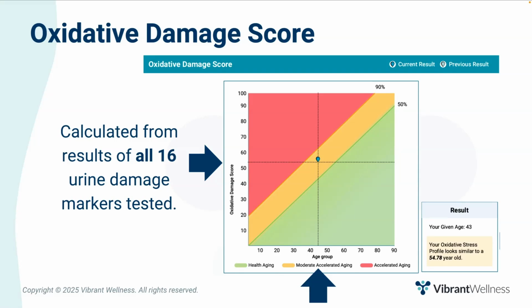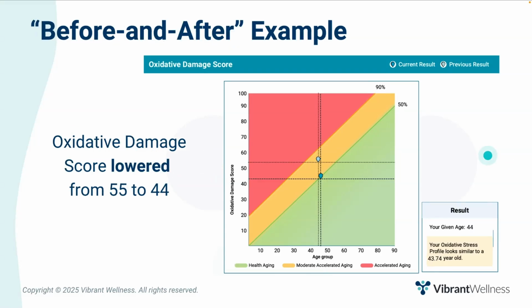In this example, the patient is currently 43 years old but has an oxidative damage score of someone who is nearly 55 years old. Ordering the tests more than once tracks patient progress. For example, after getting their initial results, this patient made significant changes to their diet and lifestyle to lower their oxidative damage score from 54.78 to 43.74 over the course of 1 year. This example illustrates how the oxidative stress profile can help guide providers and motivate patients to make diet and lifestyle changes to lower their oxidative stress and slow aging.